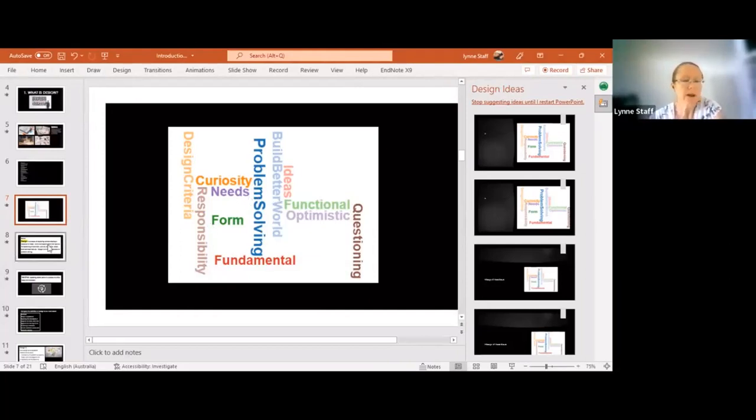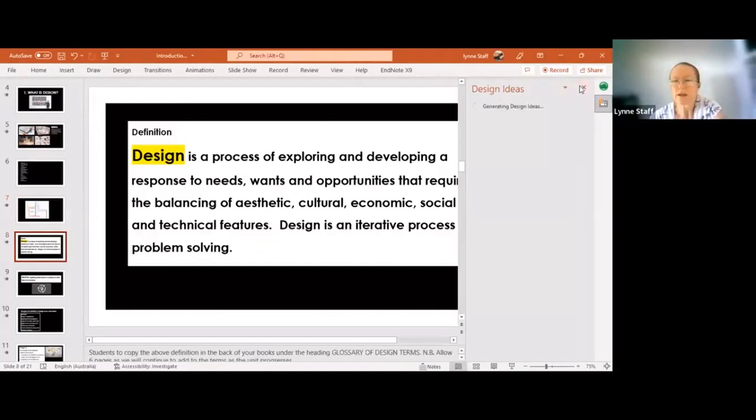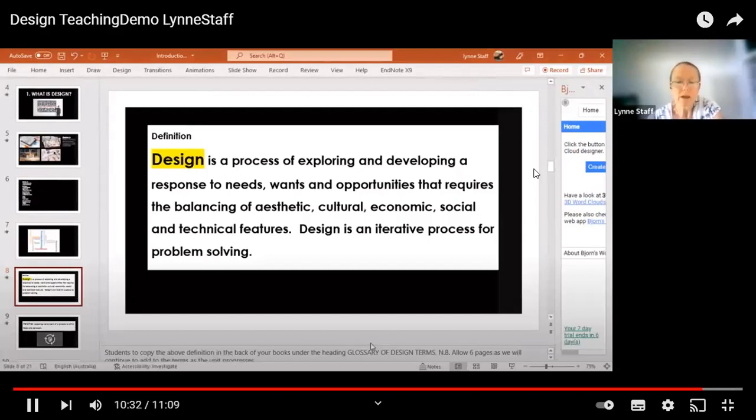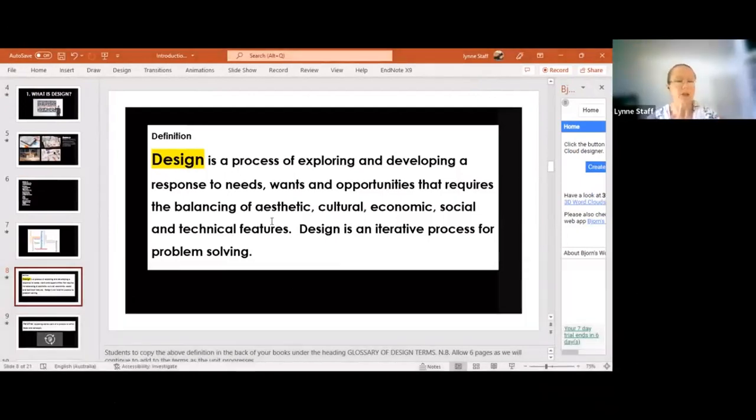Now we'll just go on and have a look at the definition of design from the design syllabus. This is where we're going to start our glossary of terms. So if everyone can turn to the back of their books, we need to leave at least 6 pages for this glossary, because we will be adding to it through both weeks of the unit. Make that heading glossary of design terms, and then write down this definition in your books.